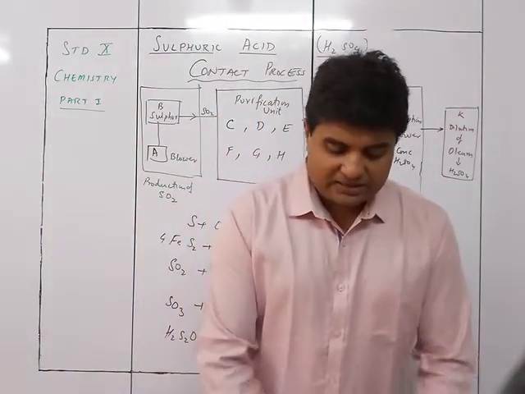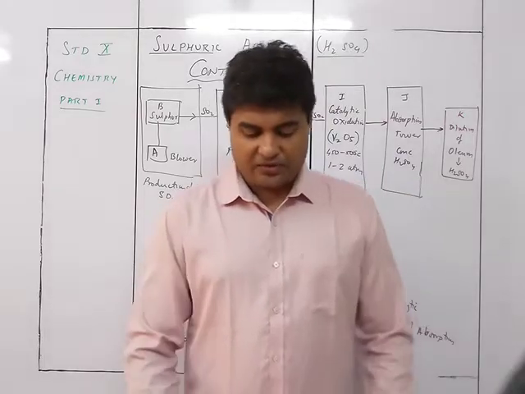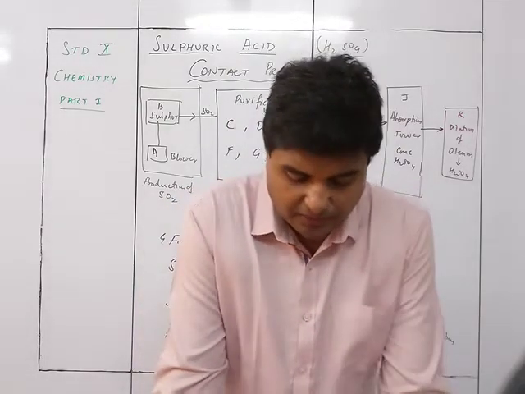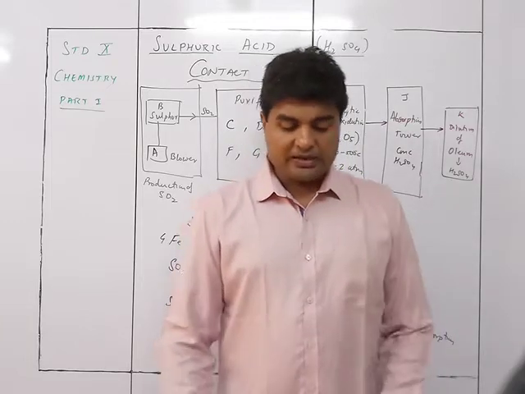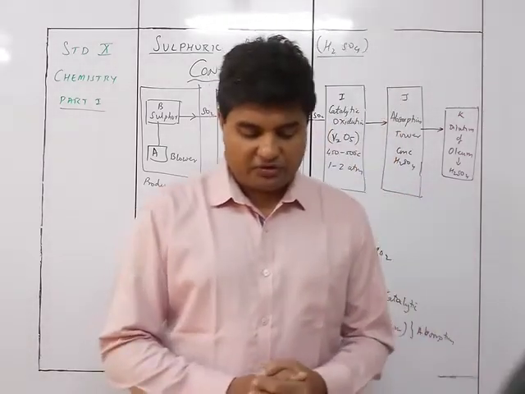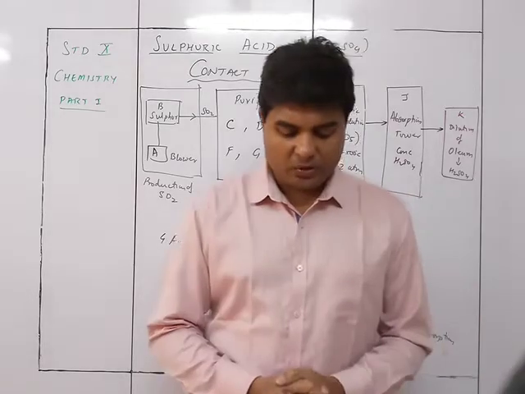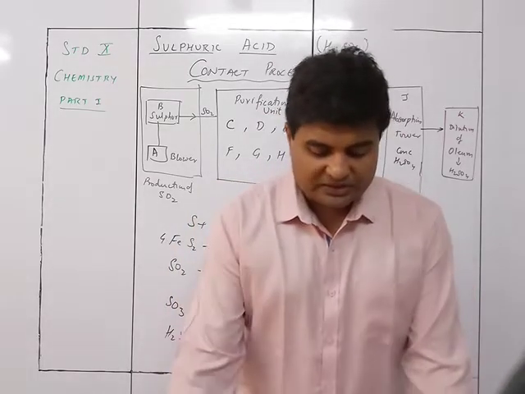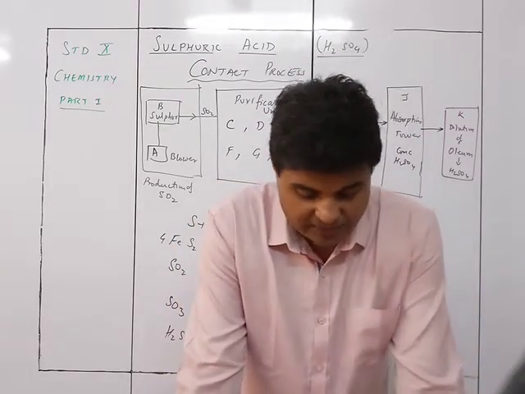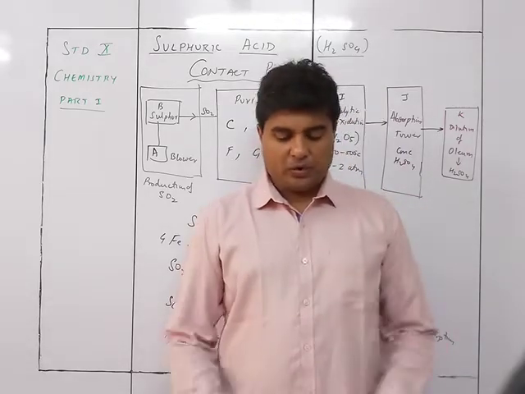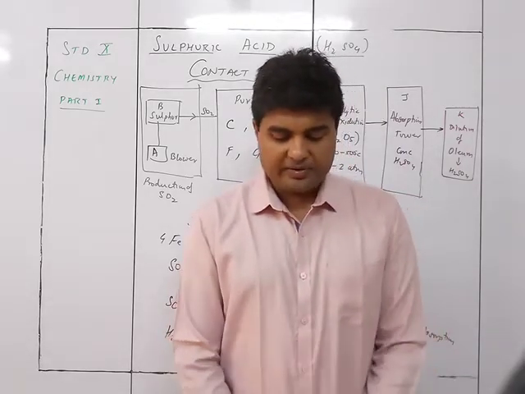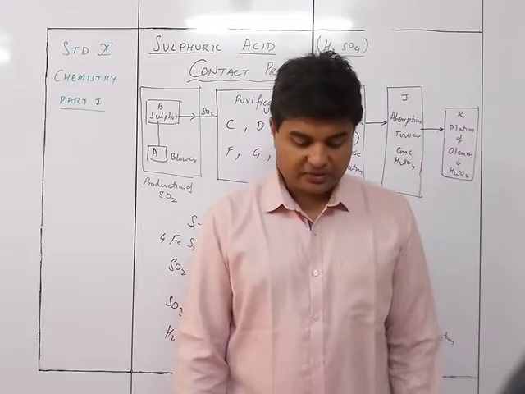So the reactants are sulfur or iron pyrite in the pyrite burner. Catalyst: vanadium pentoxide or platinum. Conditions in the contact tower: temperature 450 to 500 degrees Celsius, pressure 1 to 2 atmosphere. Products: in the sulfur and pyrite burner it will be sulfur dioxide, in the contact tower sulfur trioxide, in the absorption tower oleum, and in the dilution tower sulfuric acid of the desired concentration.